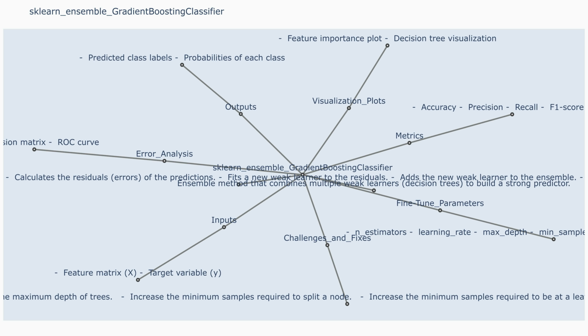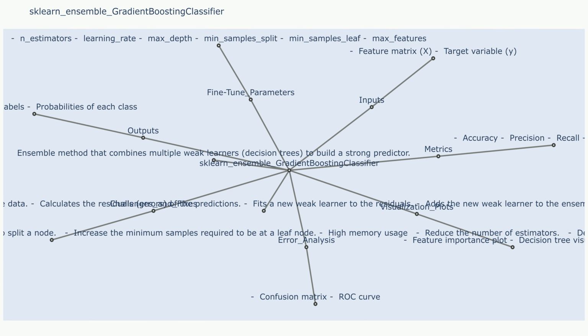sklearn Ensemble Gradient Boosting Classifier. Description: Gradient Boosting Classifier is an ensemble method in scikit-learn that combines multiple decision trees to create a strong predictive model. It works by sequentially adding trees, each focusing on correcting the errors made by the previous trees. This iterative process gradually improves the model's accuracy.